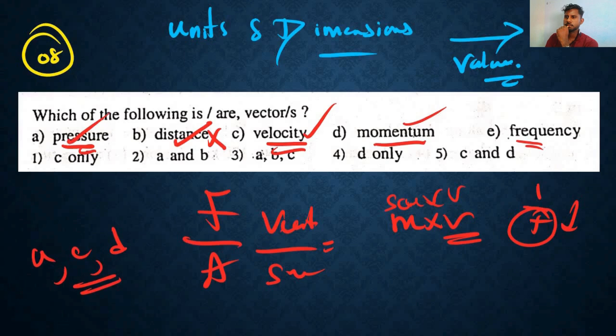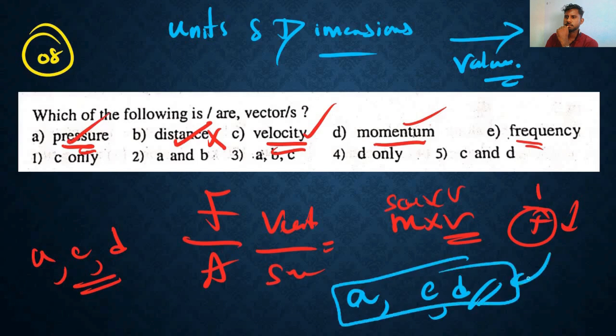Wait. Yeah, the answer has to be A, C, D, right? A, C, and D. And my apologies, students. Actually, I haven't given proper answers here, so that's the answer. If you find it difficult to get the answer, yes, my apologies.